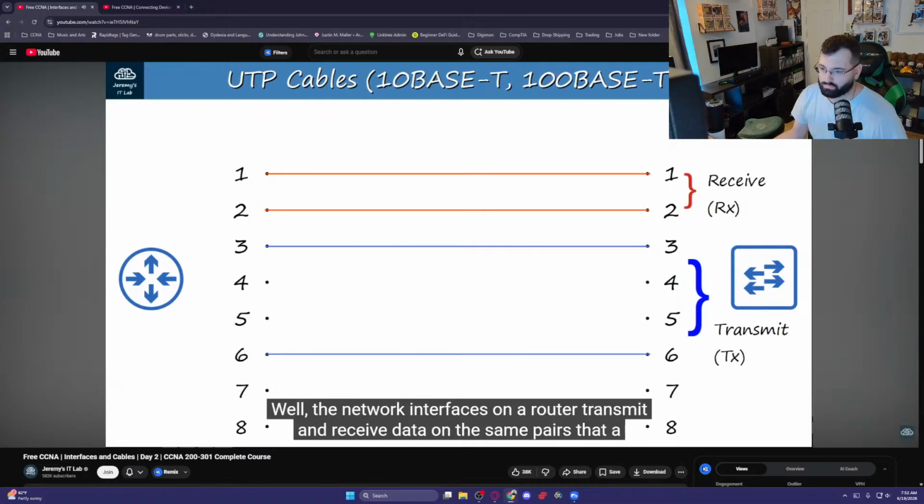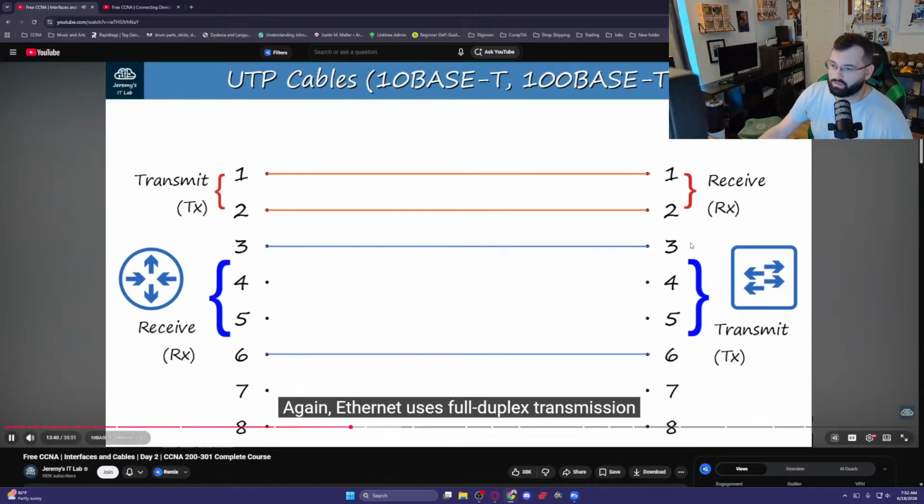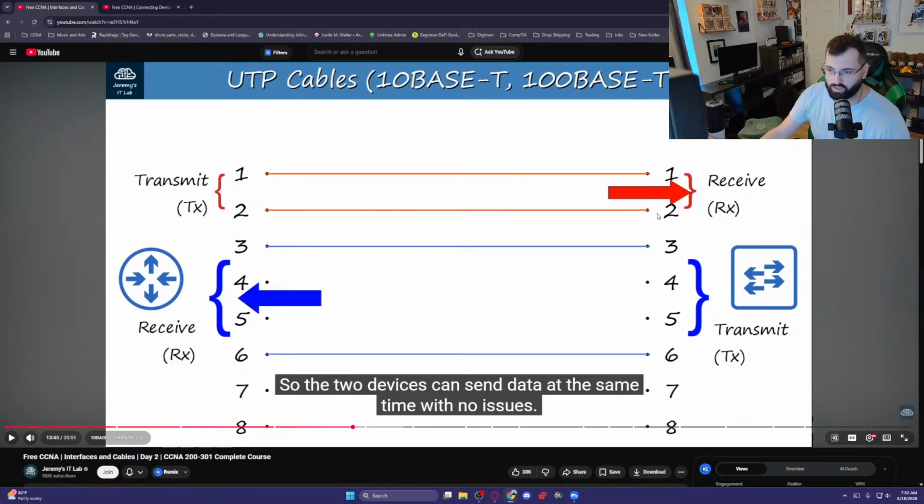How about a router? Well, the network interfaces on a router transmit and receive data on the same pairs that a PC's network interface card does. A router transmits data on pins 1 and 2, and receives data on pins 3 and 6. Again, Ethernet uses full duplex transmission, so the two devices can send data at the same time. Okay, so they do this because each wire has to have its own information. You can't have information traveling on the same copper strand. If you do, a collision's gonna happen, big wreck's gonna happen.